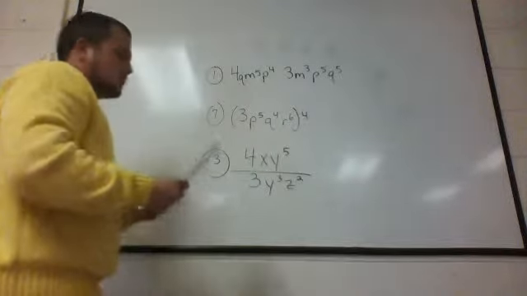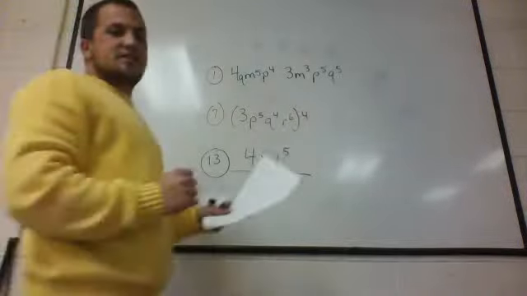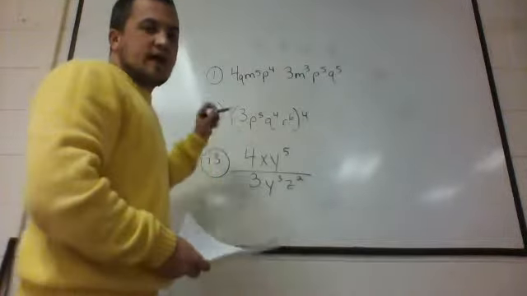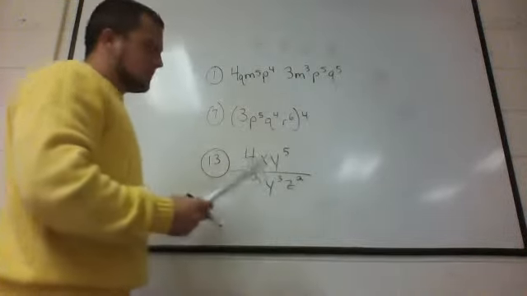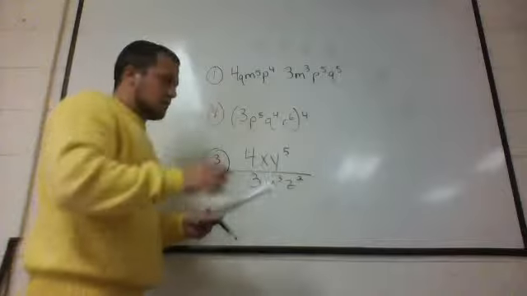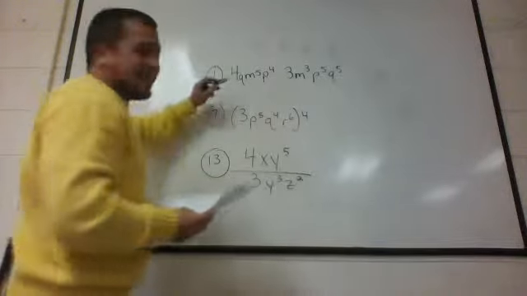Okay, this is exponent rules. This is the second sheet of the day. In the Chapter 4 review, I have 3 different types of rules here. The first one is question number 1. This is your adding exponent.